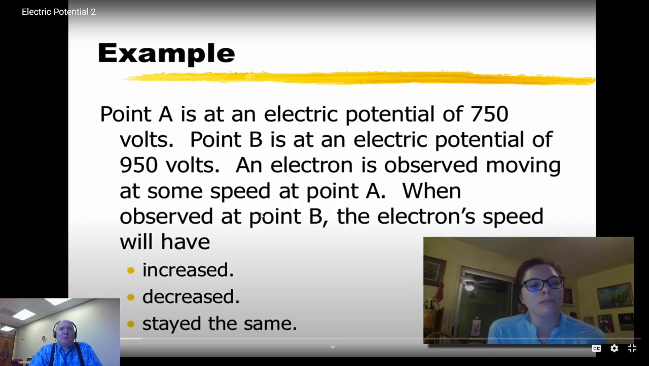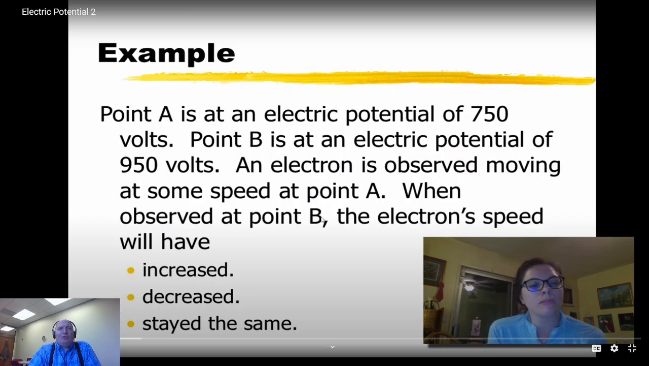So the question: when observed at point B, the electron speed will have. Oh, and see, I even got it wrong. It is at a different time. So an electron is moving at some speed at point A, and then at point B. Aha! So it really is going to be the gaining or losing of some potential energy.